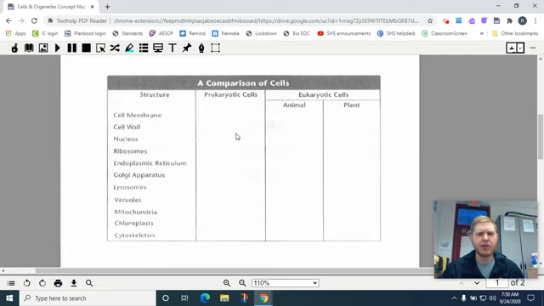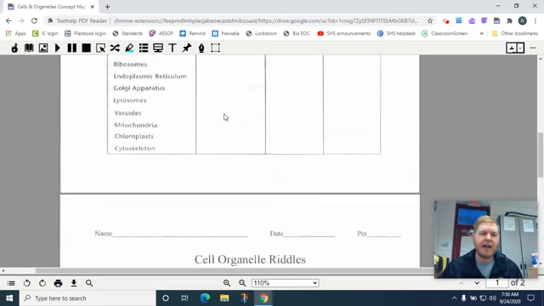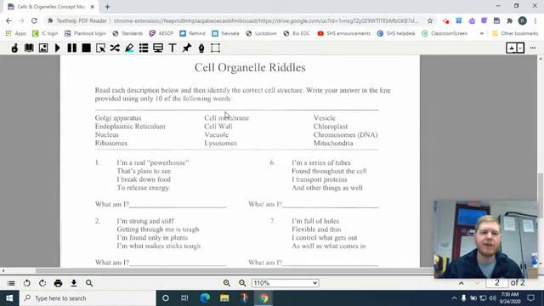Down here, you're going to check all the boxes of what they have. What structures do animal cells have? Do animal cells have a cell membrane? Do they have a cell wall? Do they have a nucleus? You're going to put an X there. Same thing for plant cells, and you're going to put an X for the things that prokaryotic cells have. I know it's kind of hard to see the lines here, but try to match it up your best. And then down here, you have some riddles.